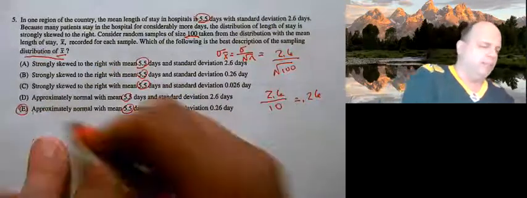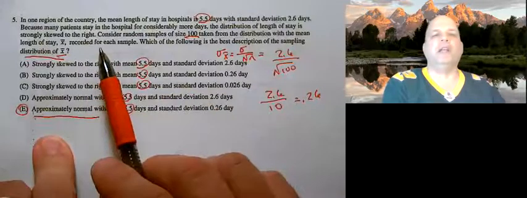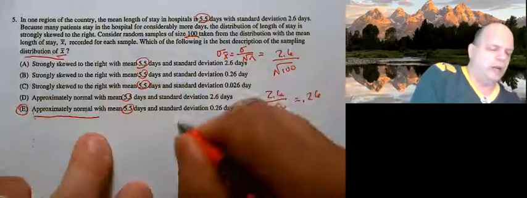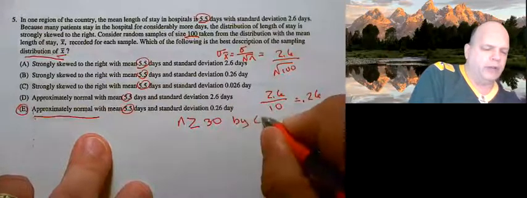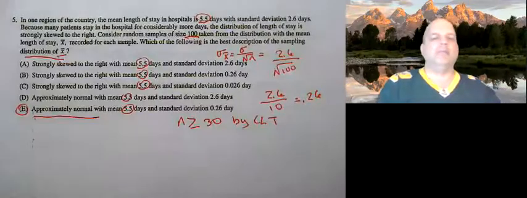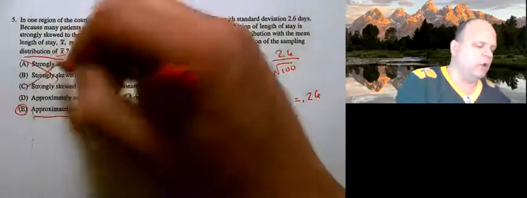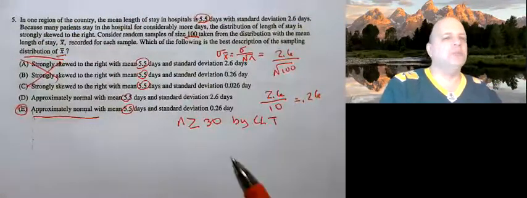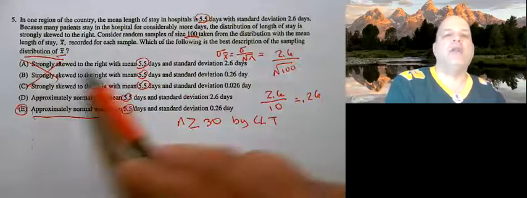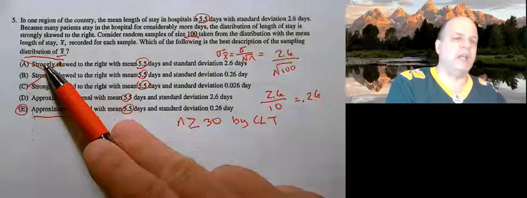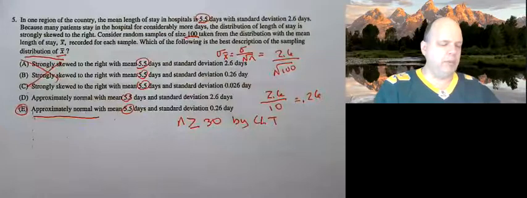And by the way, X bar becomes normal. The distribution of the mean is normal for n greater than or equal to 30 by CLT, or central limit theorem. So that's why it's no longer strongly skewed. Now the distribution of the sample will be strongly skewed, but the distribution of X bar, the distribution of the means, will become normal by the central limit theorem. Very important distinction there.